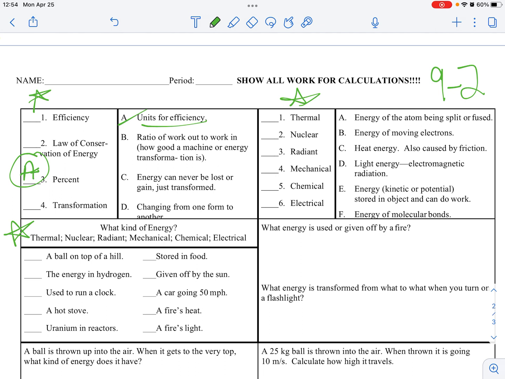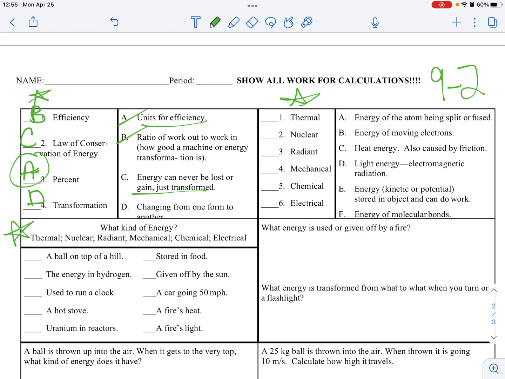Next, the ratio of work out to work in, how good a machine is. And that is B, efficiency. C, energy can never be lost or gained, just transformed. That, of course, is the law of conservation of energy. And last but not least, changing from one form to another form, and that should specifically be energy, is transformation. B, C, A, B.